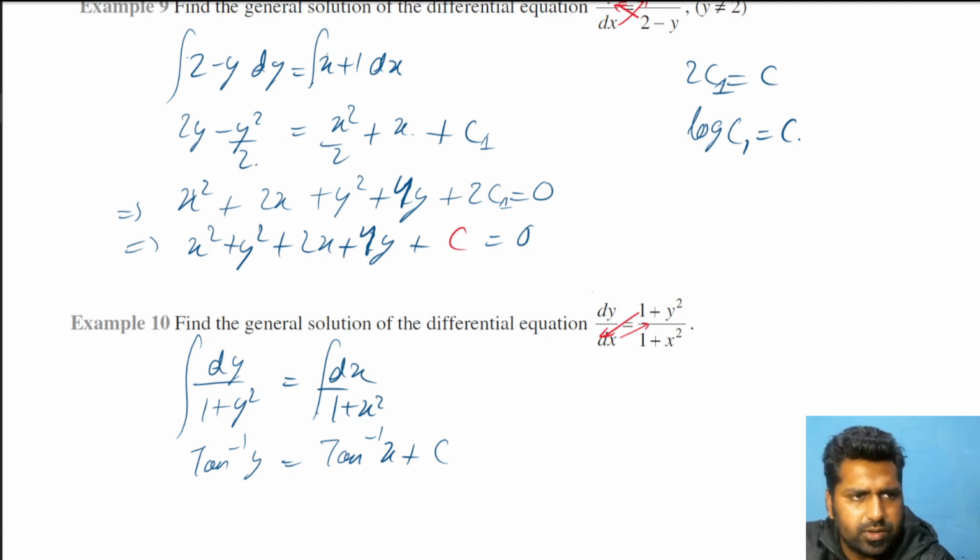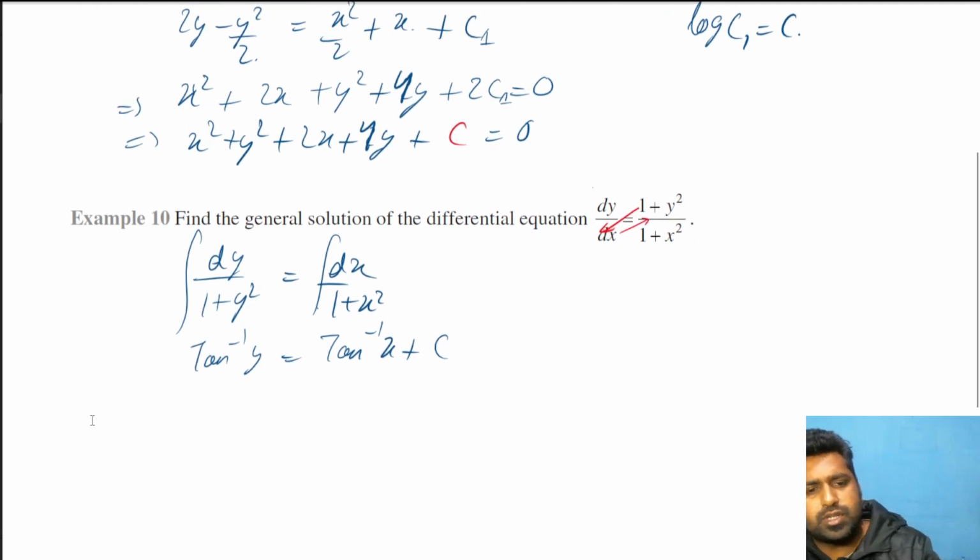Now this was the general solution. Remember, we discussed general solution in the first lecture, not the last one. We barely introduced that. Let's now understand what is the actual difference between a general solution and a particular solution.